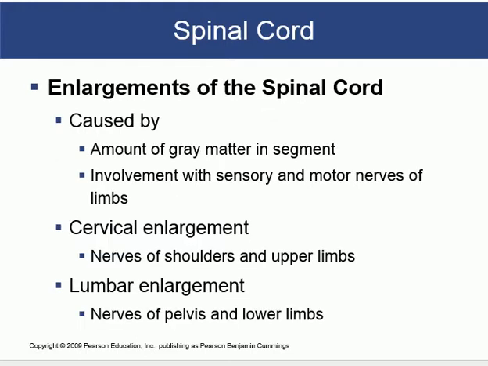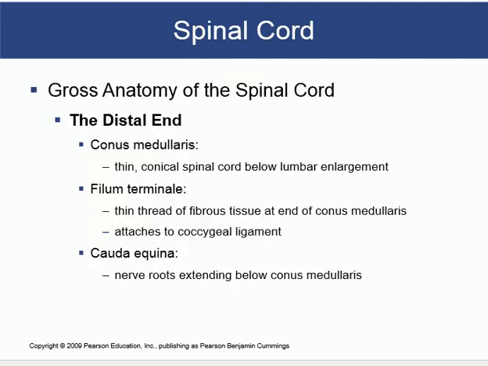Okay, what are the enlargements? And why do we have enlargements? The spinal cord is not symmetrical. It doesn't go like this. There are some enlargements. Why? And what are the types of enlargements? Why do we have each one of those?